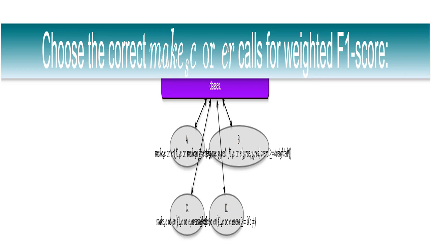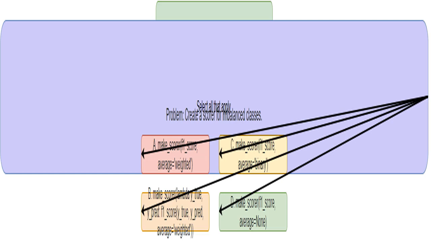The question asks which make_scorer call will create a scorer function that calculates the weighted F1 score, dealing properly with classes of different sizes. Options A and B are correct, while C and D are not suitable for this. I'm looking to build a function that scores a classification model, but I need to handle situations where some classes have far more examples than others. This is a common challenge in machine learning.